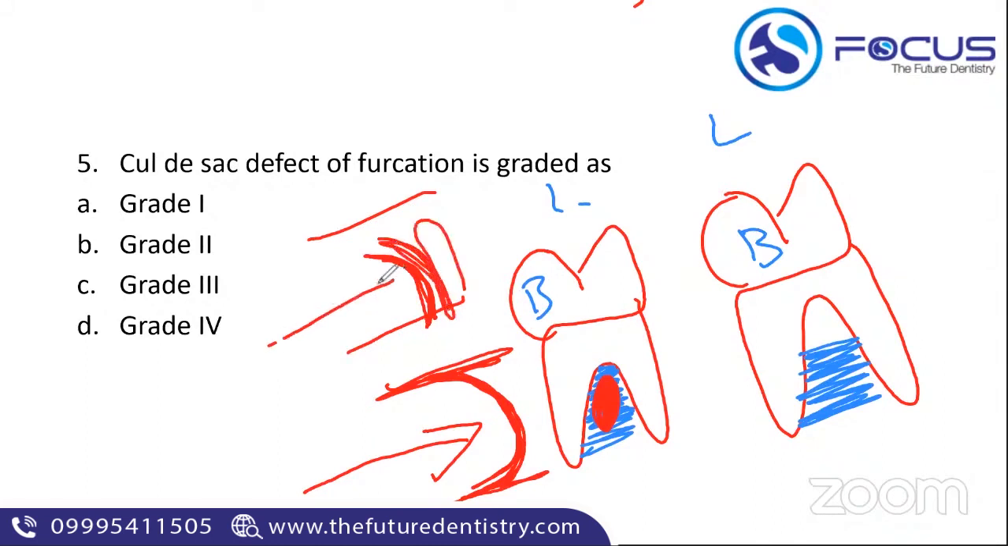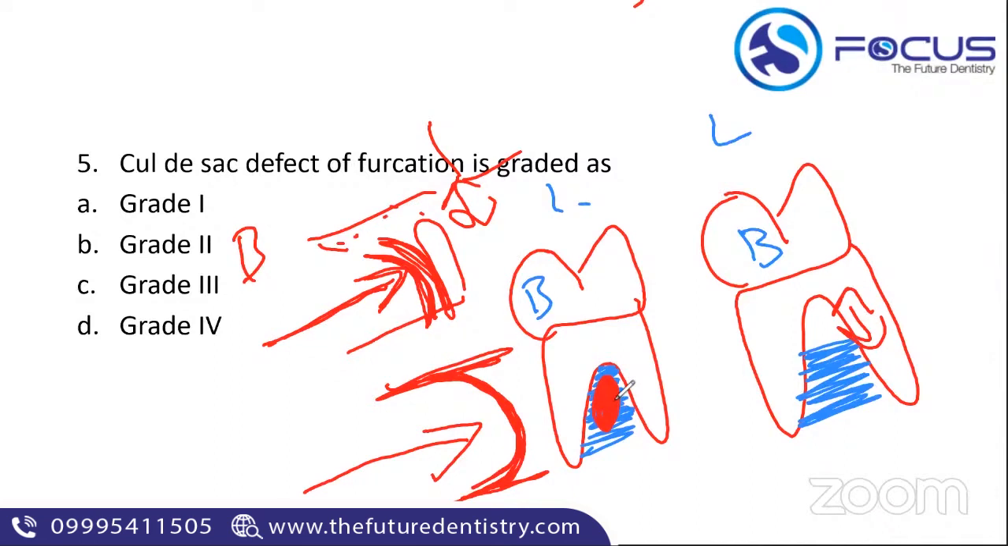That means now there is a horizontal component. The bone is getting eaten up from the buccal to the lingual side in this way, and you're losing bone from the top also. The vertical component has also started. This is the vertical component. This is the horizontal component. Am I able to make you understand? Because it's three-dimensional.